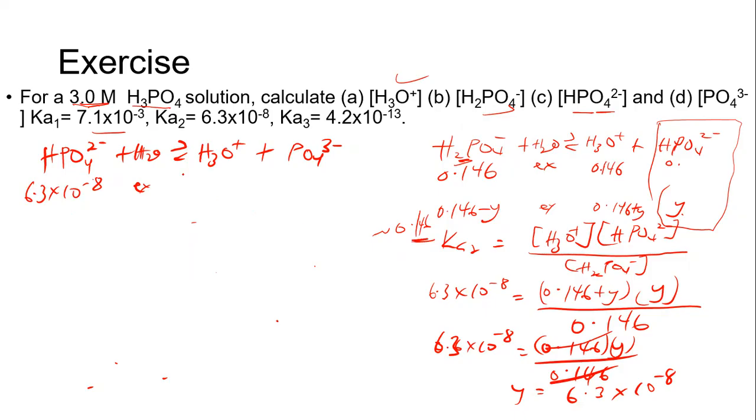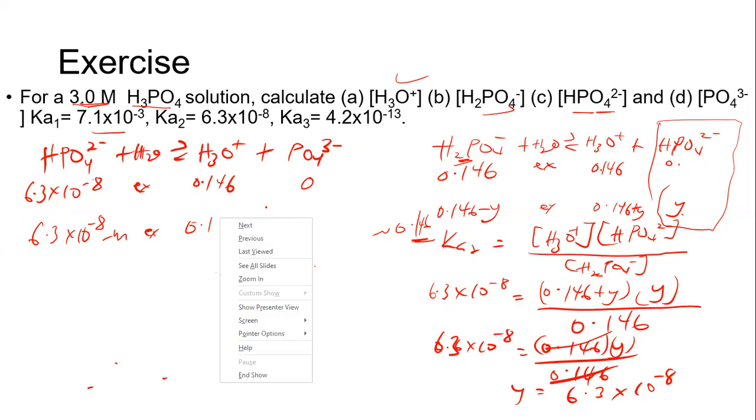It was approximately equal to 0.146. So we still maintain that. Then we make this one M, sorry, initially it will be 0. Now, assuming this one was able to dissociate by a quantity M, then the amount of this at equilibrium will be 6.3 times 10 raised to the power -8 minus M. The water will still be in excess. This will be 0.146 plus M, and this will just be M, right?